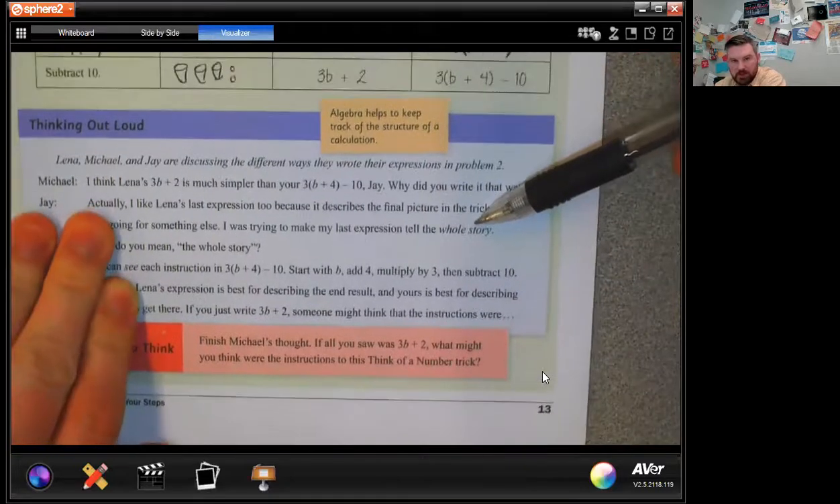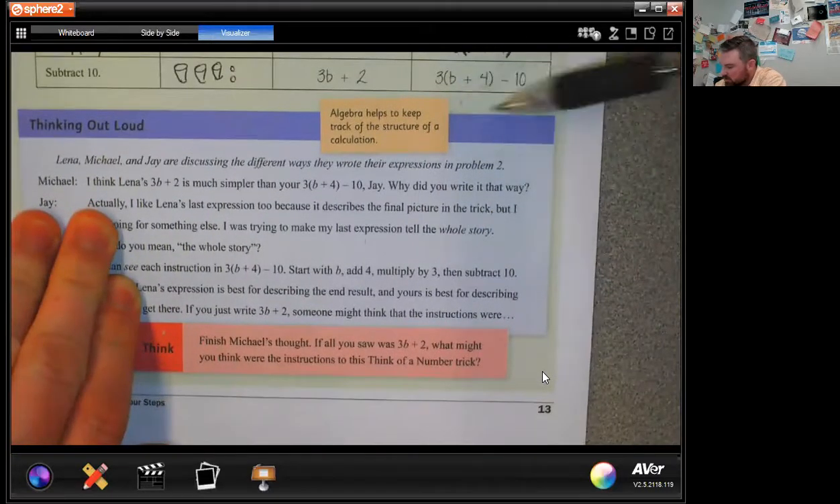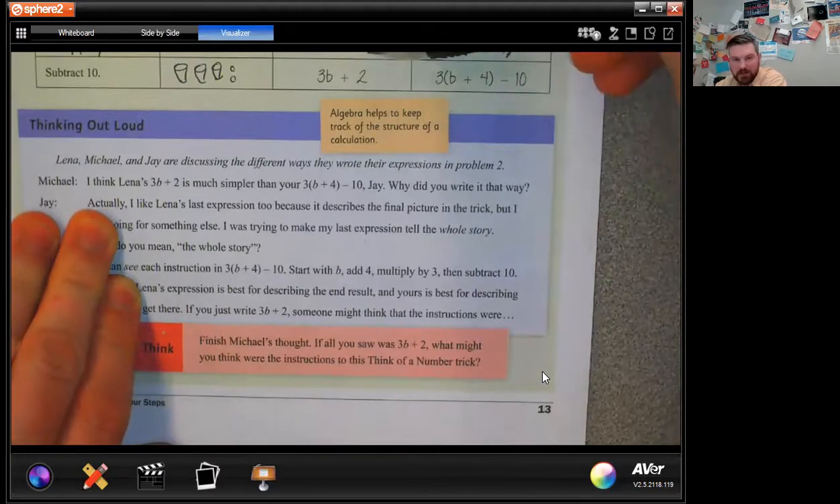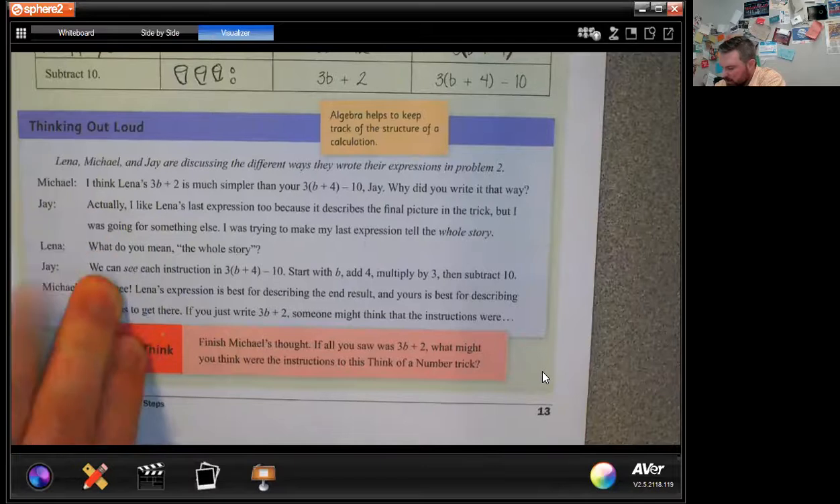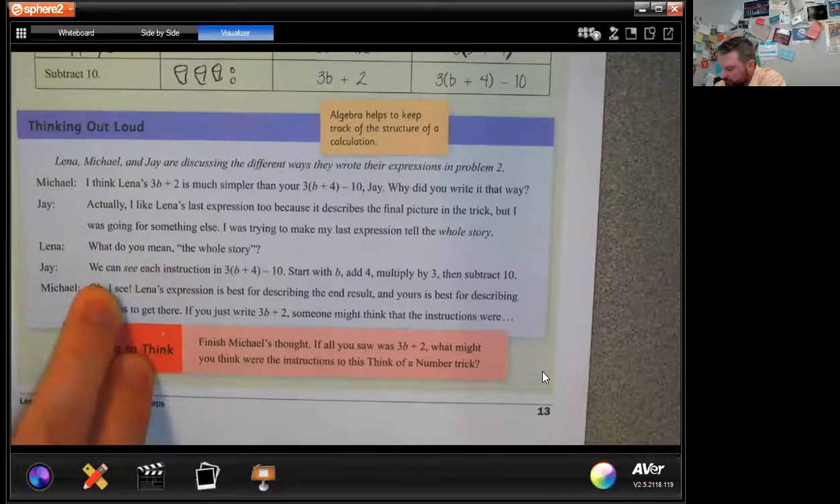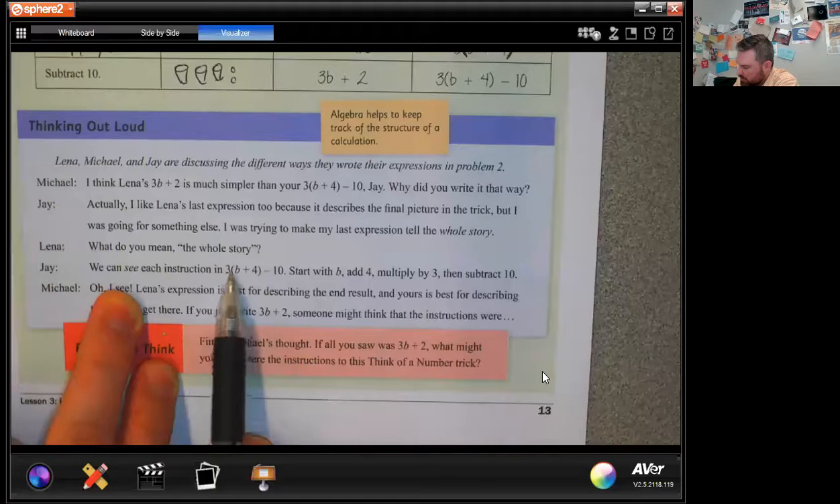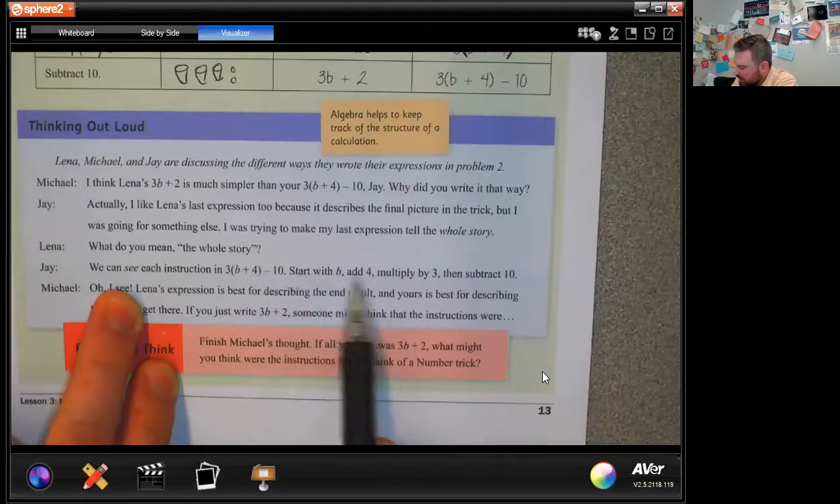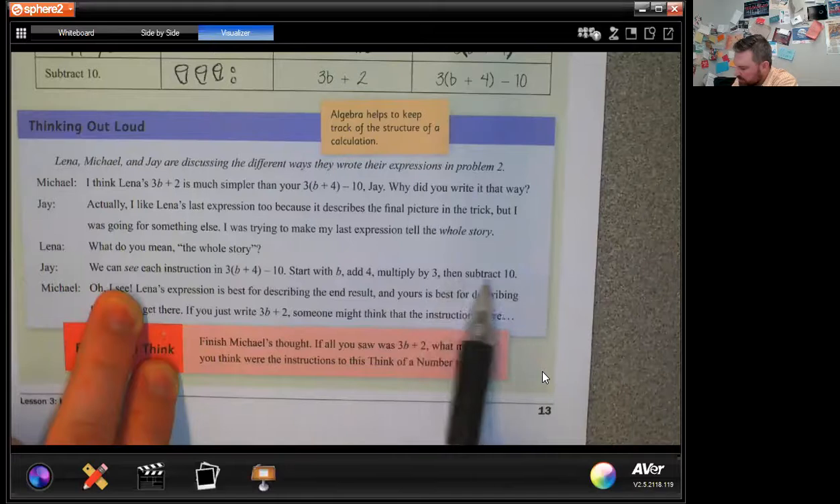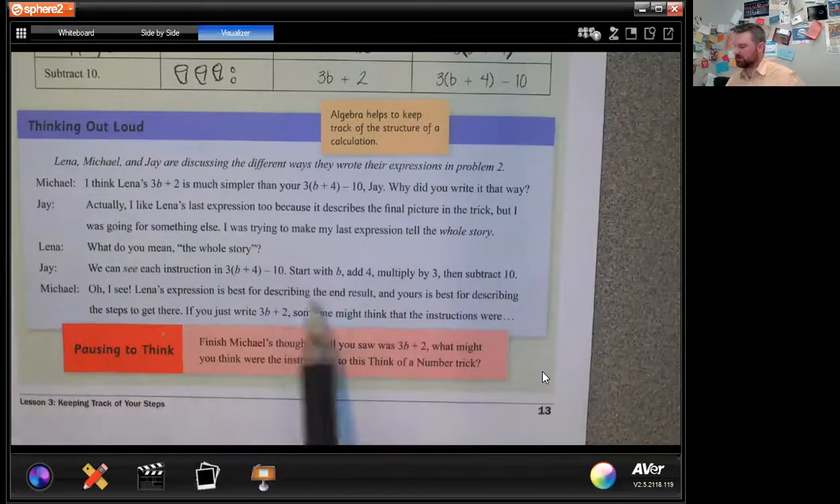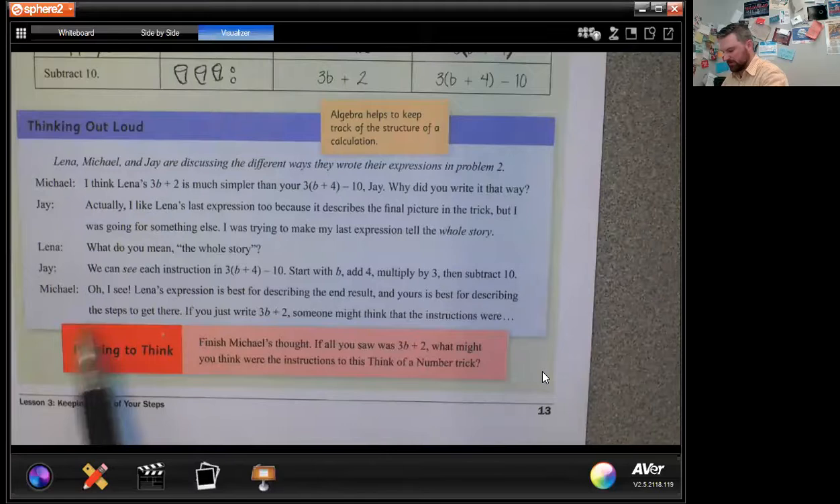Okay, so this here tells the whole story of what you're doing. This does not tell each individual step. What do you mean the whole story? We can see each instruction in 3 parentheses b plus 4 parentheses minus 10. Start with b, add 4, multiply by 3, then subtract 10. Oh, I see. Lena's expression is best for describing the end result, and yours is best for describing the steps to get there.